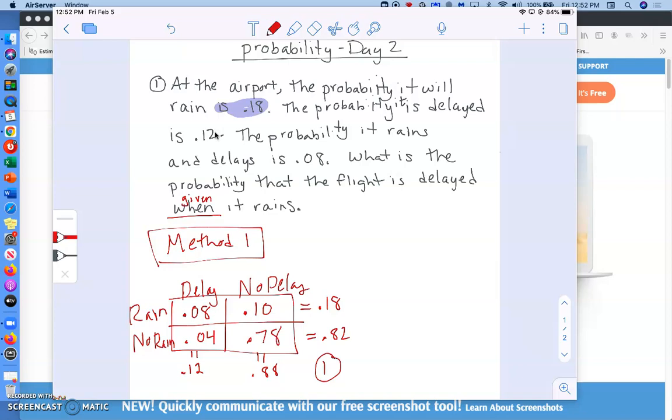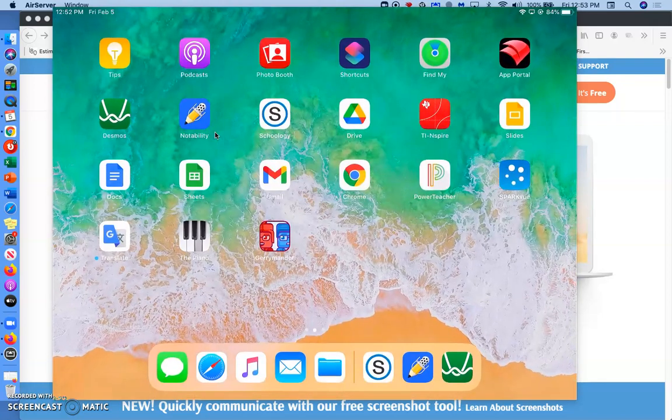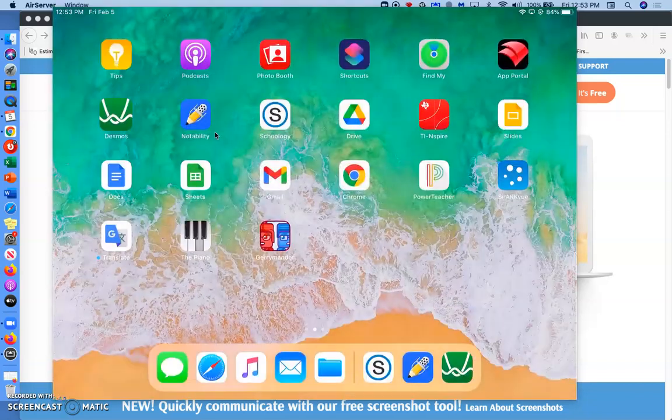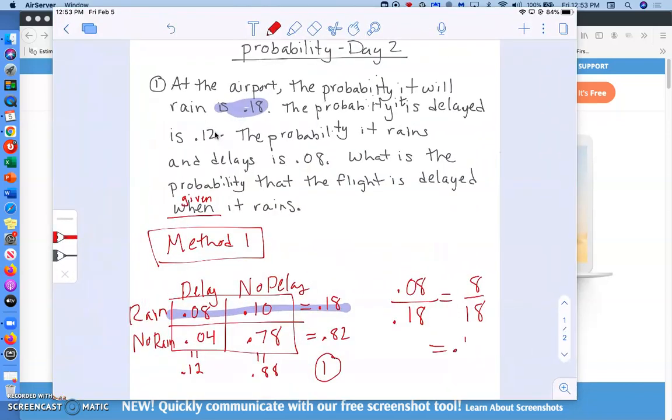Now when we take a look at it, the flight is delayed when it rains. So we know it's raining, so we know that it's 0.18. We want to know that it's delayed when it's raining. So our total we're looking at is the rain, 0.18. The delayed would be 0.08. And then we could do a couple things. This as a fraction would be 8 over 18. Or we can jump to Desmos here. I can't remember on DeltaMath which way you have to type these in. So 8 divided by 18 is 0.44. So our answer would be 0.44 here.